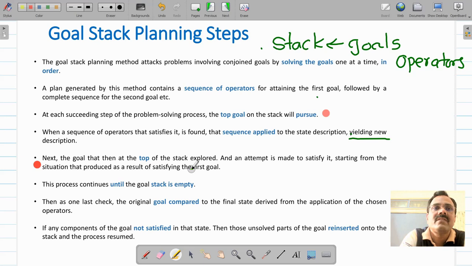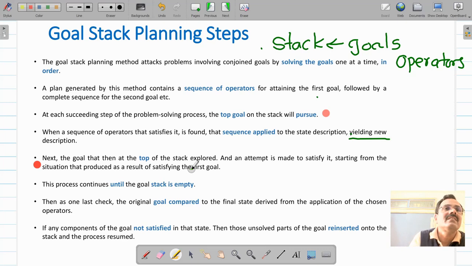that may have become false by application of certain operators to satisfy something else. And if that is the case, then you again reinsert those unsatisfied goals on the stack and try to satisfy them. You will have to repeat this until your goal stack is empty.